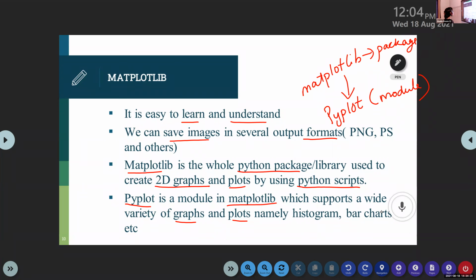Okay, so here, important word is Matplotlib, and another one is Pyplot. So Matplotlib is the package which has been provided in the Python, and Pyplot is a plotting library used for 2D graphics in Python language. It is a plotting library which has been used for 2D graphics.